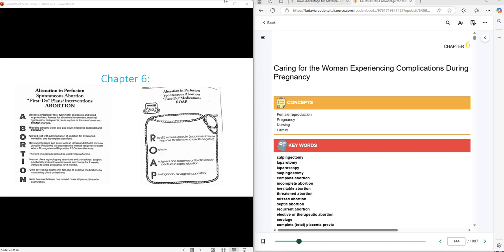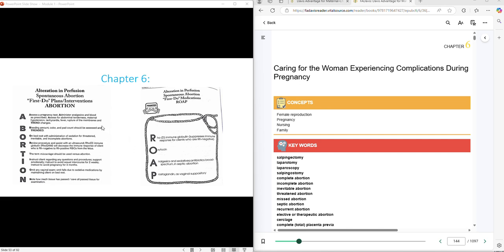Okay, so this is chapter 6, starts on page 144. This is caring for the woman experiencing complications during pregnancy. So I have some little acronyms over here, ABORTION and ROPE. You can read through those.